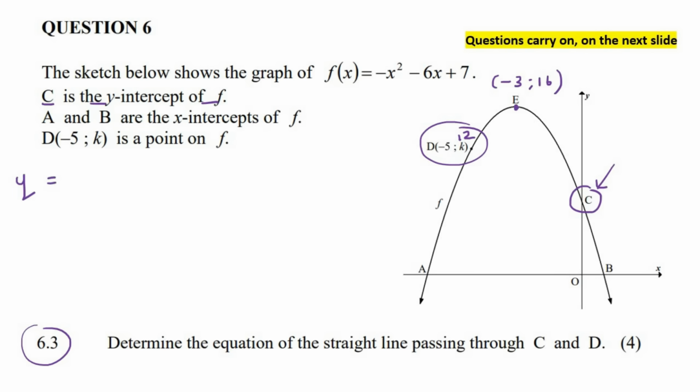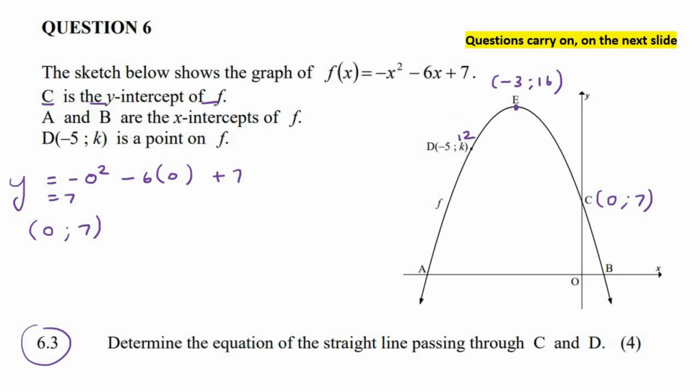And so it's going to be y equals negative 0 squared, take away 6 times 0, plus 7, and that's just going to give you 7. So the coordinates of C then will have an x value of 0 and a y value of 7. Okay, so now we can easily go and work out the equation between these two points, because we know that a straight line is y equals mx plus c.